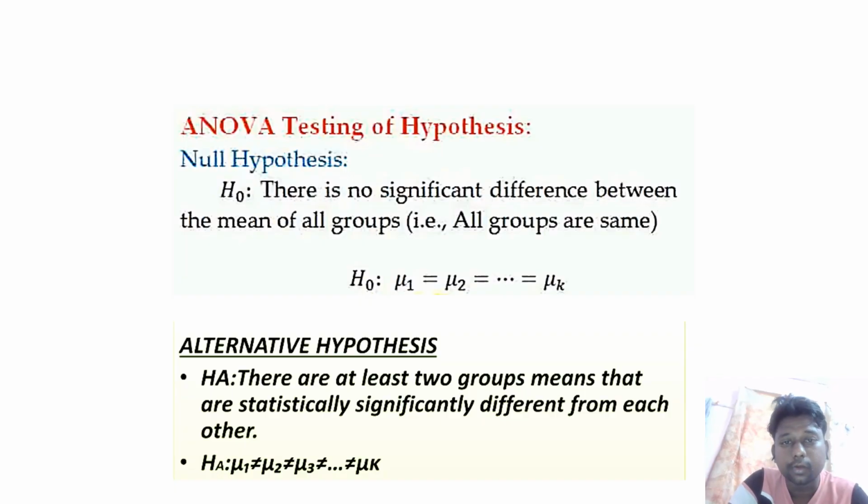Next, the ANOVA testing of hypothesis. The null hypothesis is known as H naught: there is no significant difference between the means of the groups. The alternative hypothesis is H1, the opposite: there is a significant difference between the means of the groups. That is, there is some difference between the two groups.